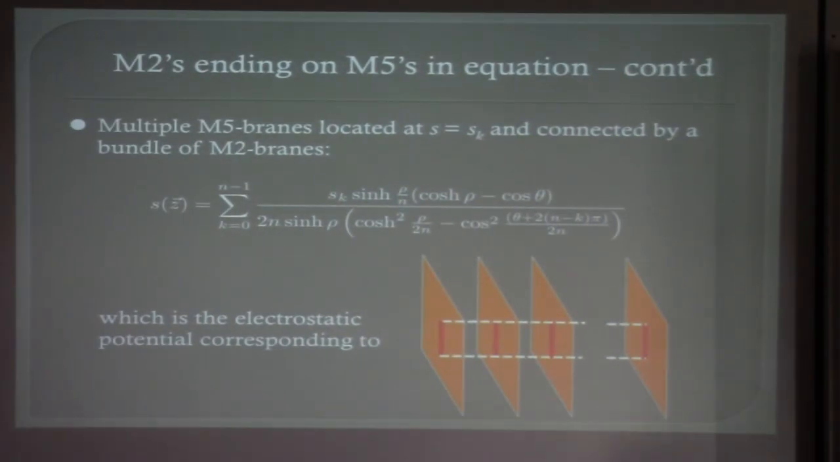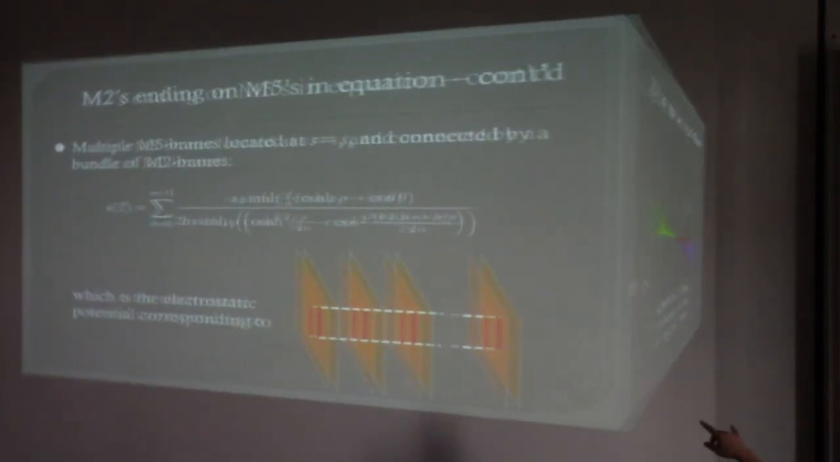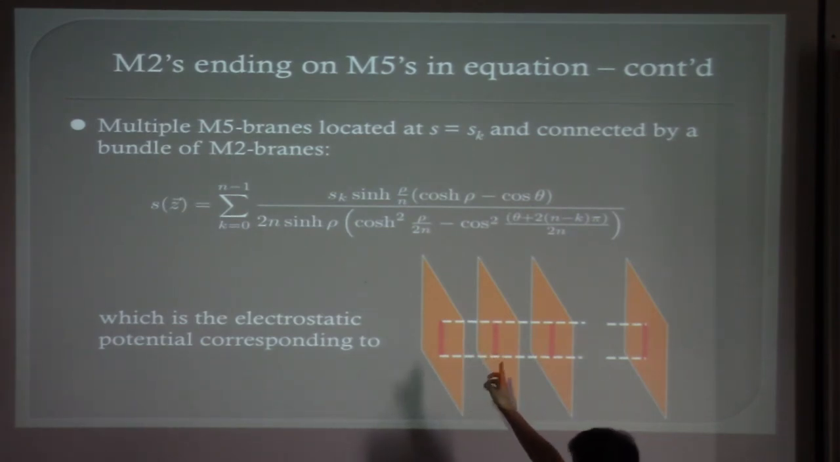So it's a straightforward exercise, and I worked it out. And this is the solution. So you have s_k. This k, s_k corresponds to the location of an M5 brane, and I have N of them. So k runs from 0 to N minus 1. And for example, if I have 3 M5 branes, and I plot the solution, it looks like this. So it's an M2 brane junction ending on 3 M5 branes. And this is general enough that I can construct a solution with any number of M5 branes.